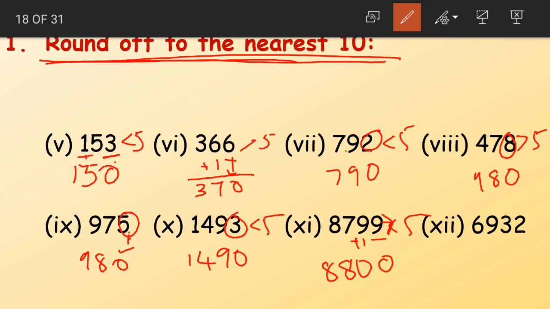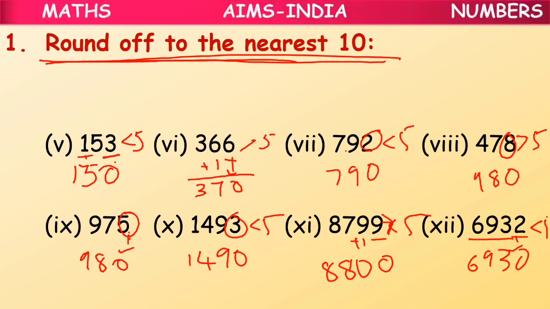8800. Coming to the last question, 6932. Now 2 is less than 5. So the remaining numbers will be the same, 693 and 0 in place of 2. Yes students, this is clear, right?